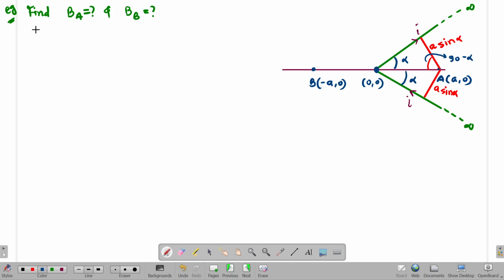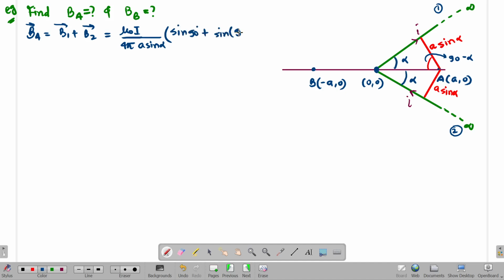So, magnetic field at A, let's suppose this is first wire, this is second wire. So it is the magnetic field due to the first wire vector plus the magnetic field due to the second wire vector. So it is mu naught I by 4 pi, A is my A sine alpha, then sine 90 plus sine 90 minus alpha. Got it?